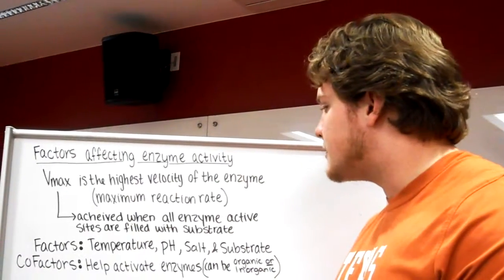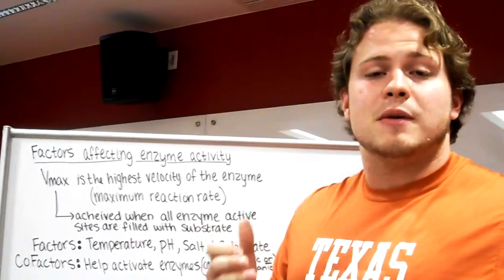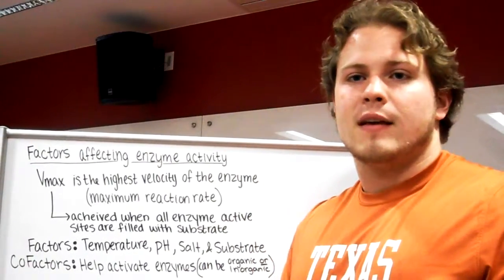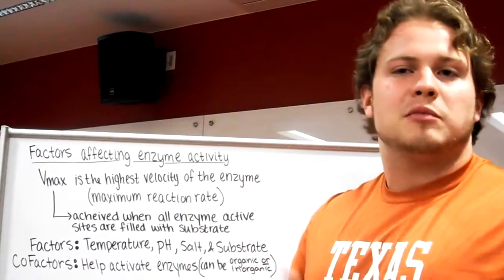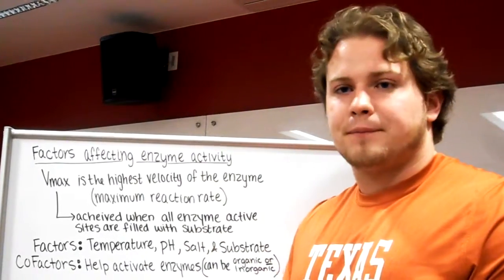Next we look at pH. pH has to be just the right amount, it can't be too acidic or too basic. And an example would be the optimum pH for pepsin in stomach acid is 2.0.